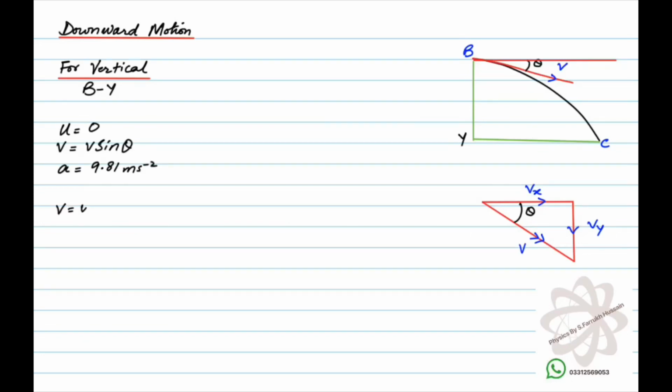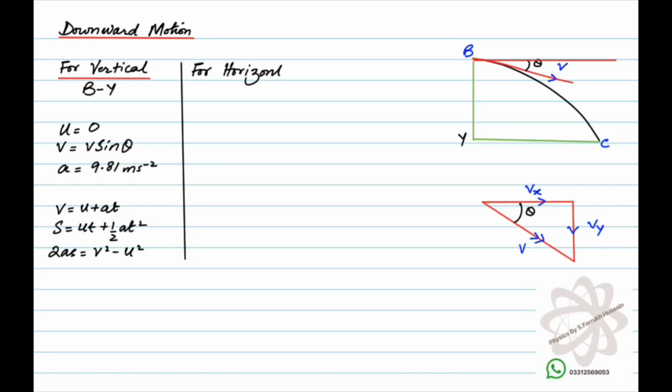a is equal to 9.81 meters per second square, because the gravitational force is now acting in the direction of motion, so it will accelerate the object. v = u + at, s = ut + half at squared, 2as = v squared minus u squared. These are the equations which you can use for the vertically downward motion, because the acceleration is constant and non-zero and the path is linear.